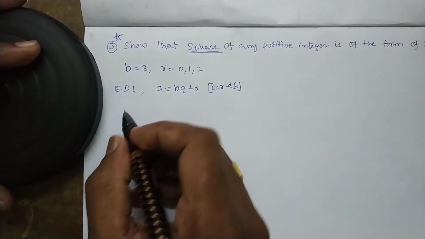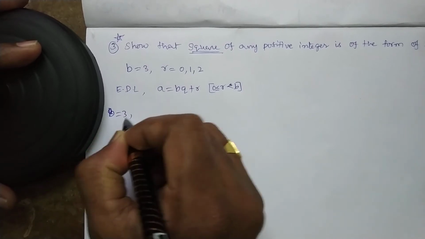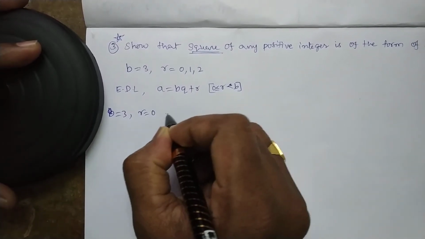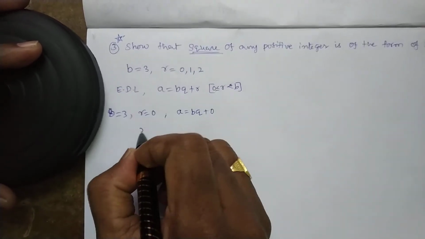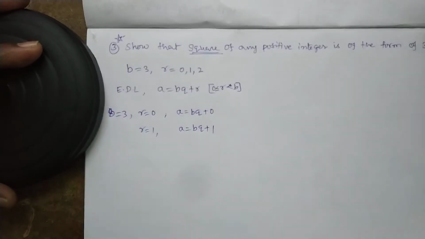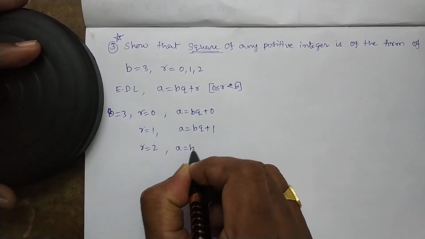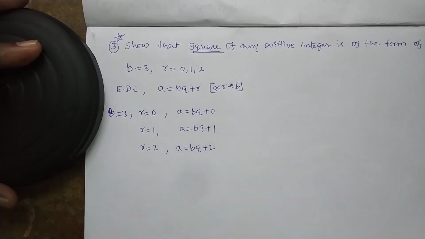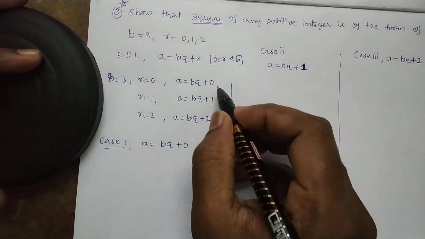So now let us substitute here. b is equal to 3, r is equal to 0. So therefore a is equal to bq plus 0, and r is equal to 1, a is equal to bq plus 1. Okay, similarly r is equal to 2, so a is equal to bq plus 2. So now we have three situations, three numbers are possible.